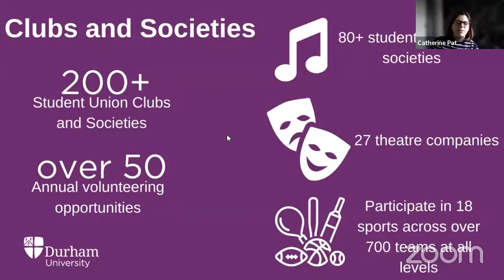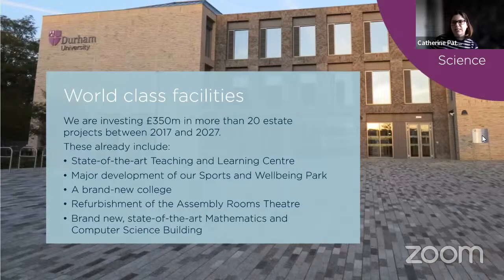In terms of what you can get involved in, like I say, we've got hundreds of different clubs and societies, currently over 200, 50 volunteering opportunities, 80 student-led theatre music societies, 27 theatre companies, and around 18 sports with about 700 teams across all different sports across the university. So there really is something for everyone, no matter what your interest or your hobby is. We've got world-class facilities, so we're currently investing around 350 million in our estate projects.